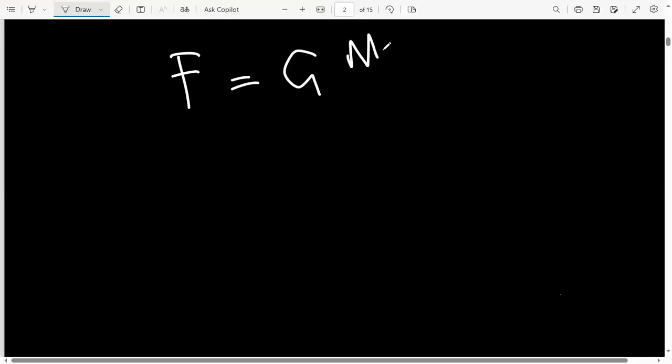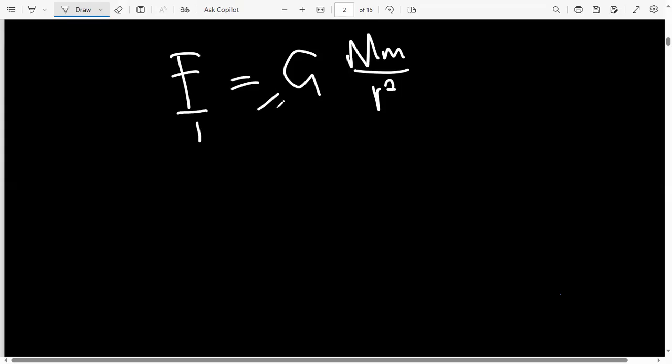So we have F = G M m / R². So we know the dimension of this F, okay? We know it for the length, we know it for the mass, but we don't know it for this G. So what are we going to do in order to know it?